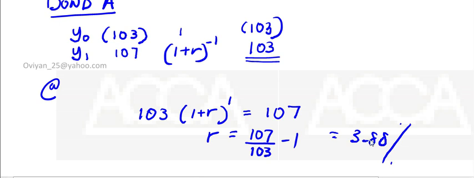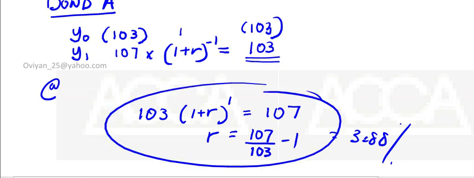In percentage, it's 3.881%. So actually you're getting 3.881%. You could have solved it like this: you multiply by this equals to this, or you can just solve it like this. So that is the first year bond, first year yield.